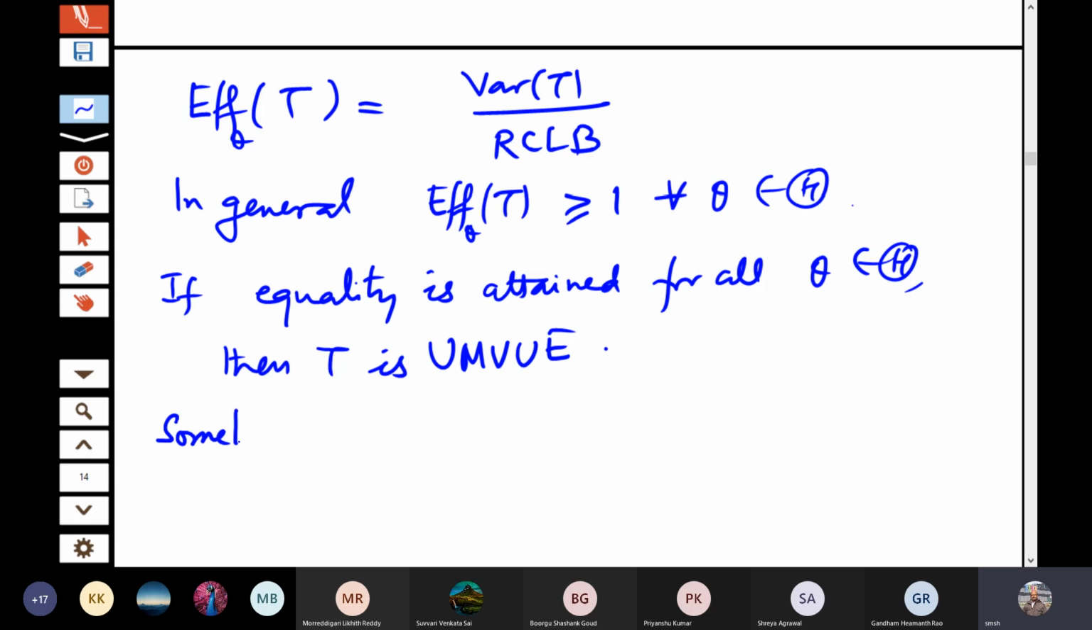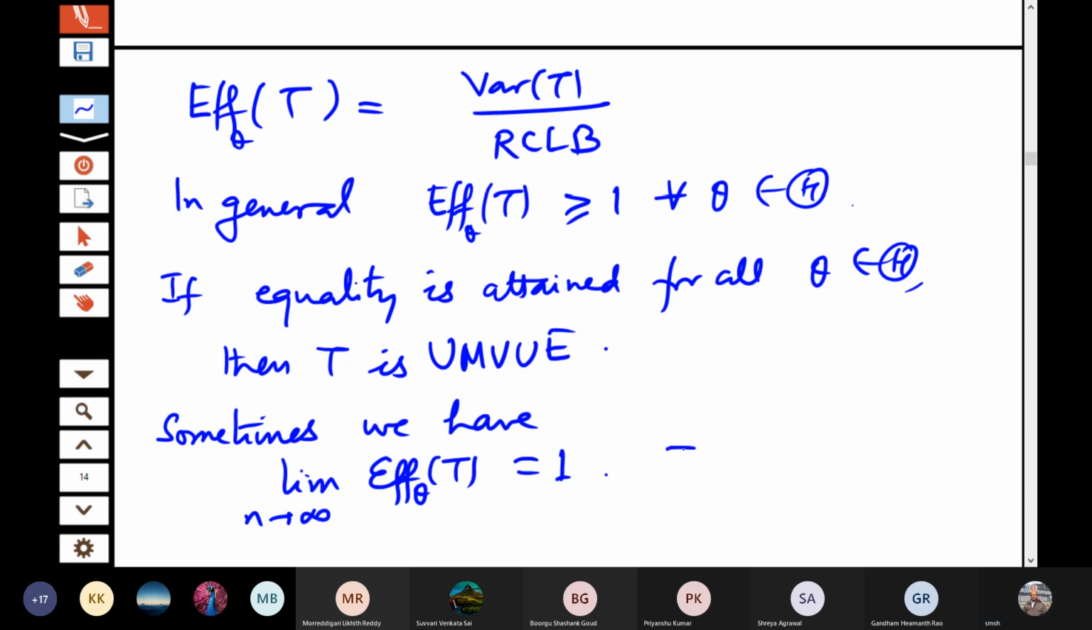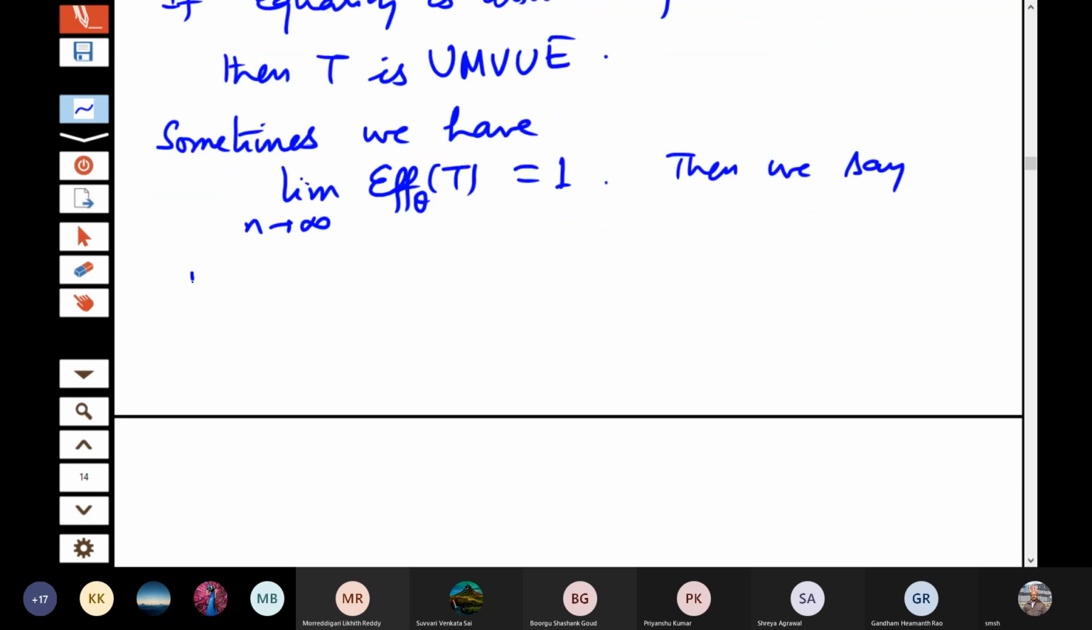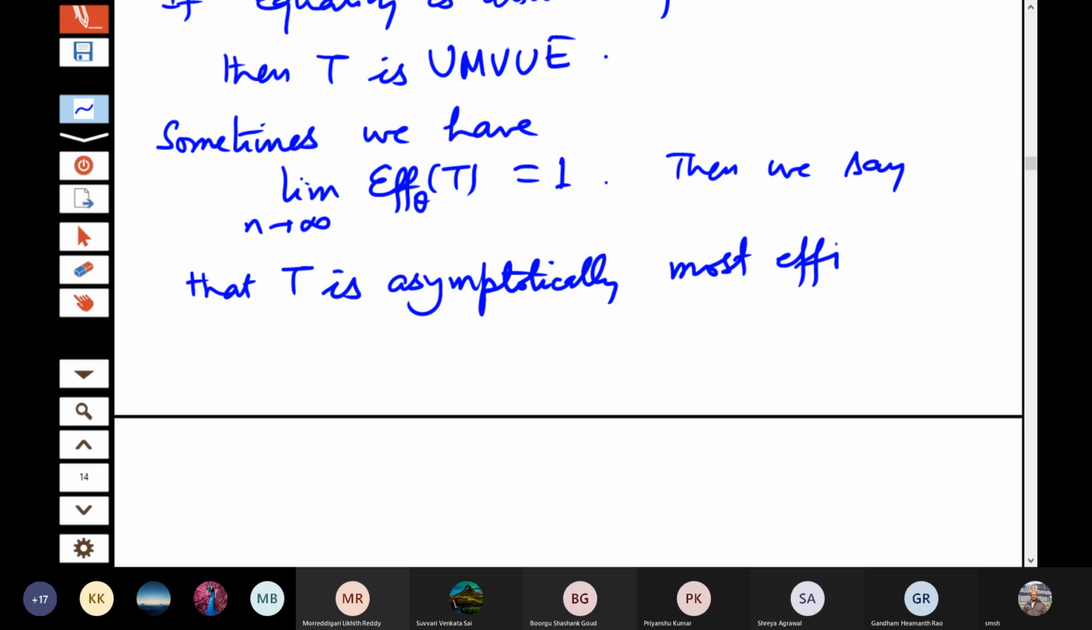So sometimes we have that the limit of this efficiency of T as n tends to infinity is 1. Then we say that T is asymptotically most efficient. So these are all related concepts.